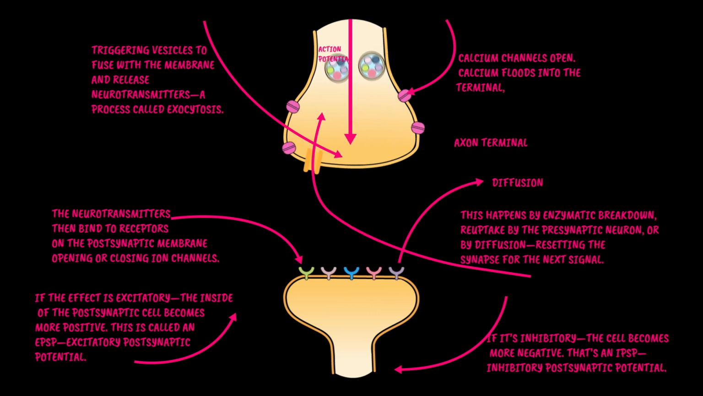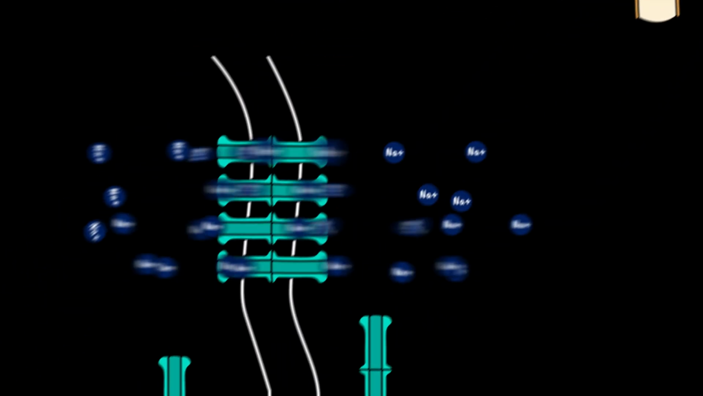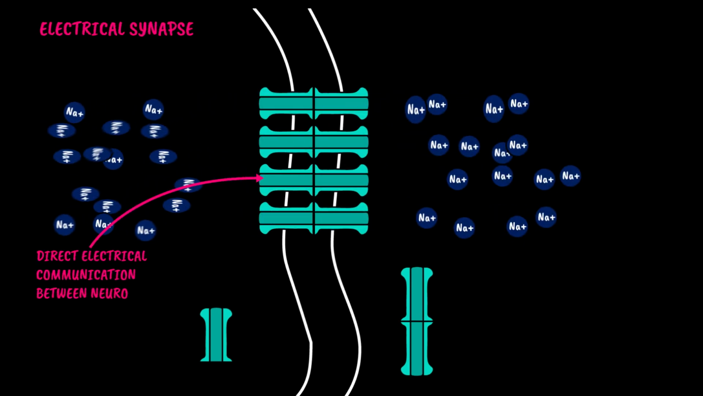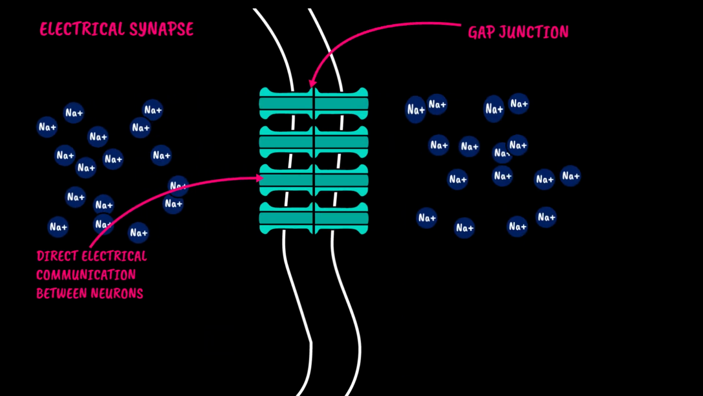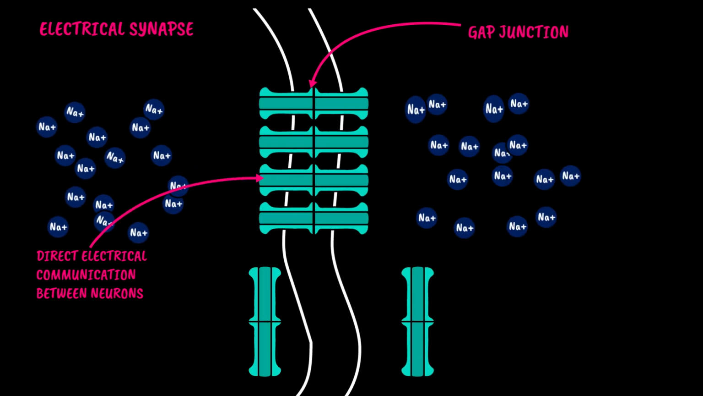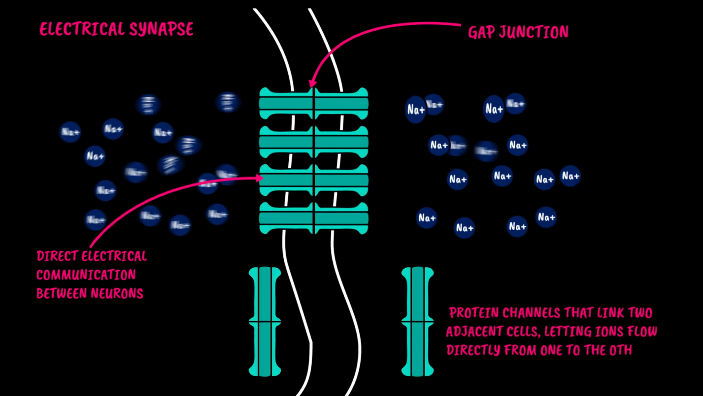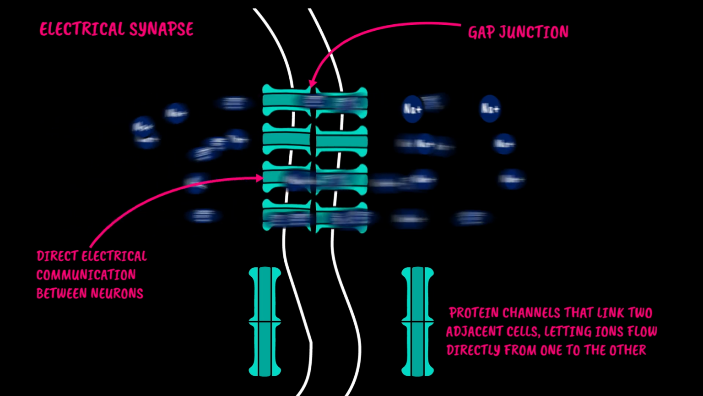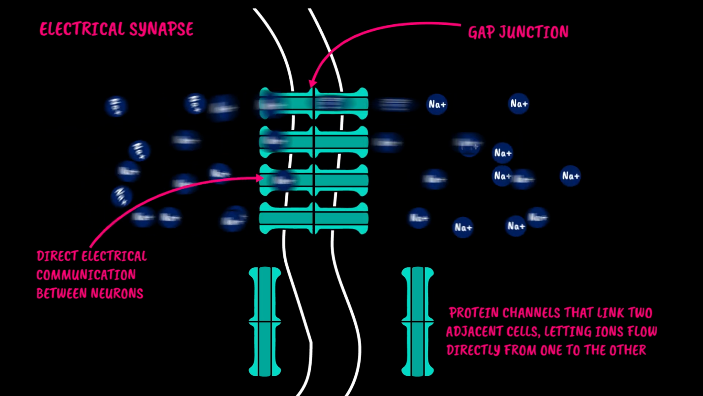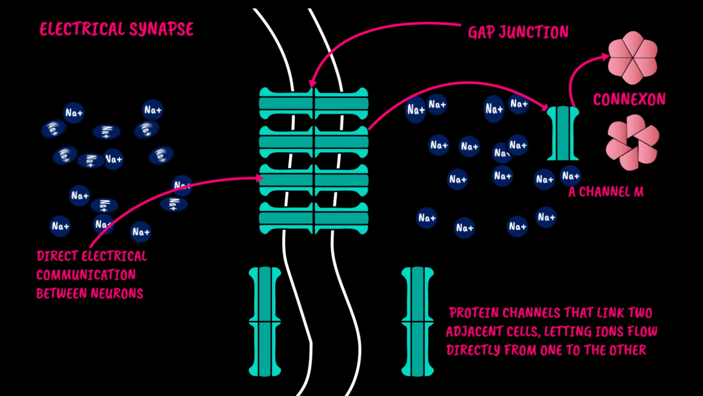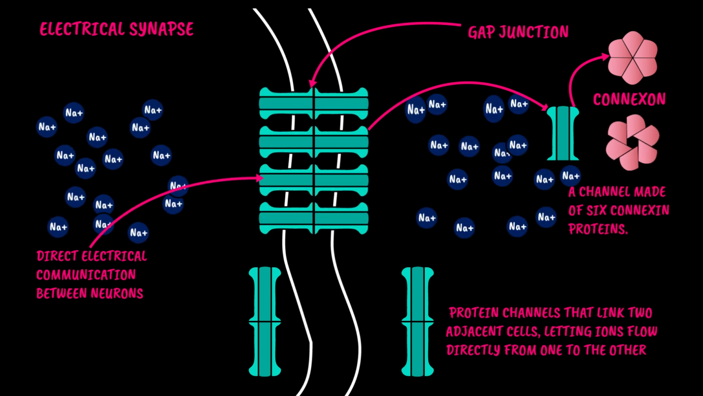Now let's talk electrical synapses. Unlike chemical synapses, electrical synapses allow direct electrical communication between neurons via gap junctions. Gap junctions are protein channels that link two adjacent cells, letting ions flow directly from one to the other, no neurotransmitters involved. At the core of each gap junction is a connexon, a channel made of 6 connexin proteins.